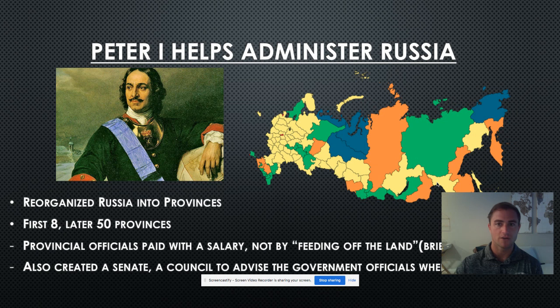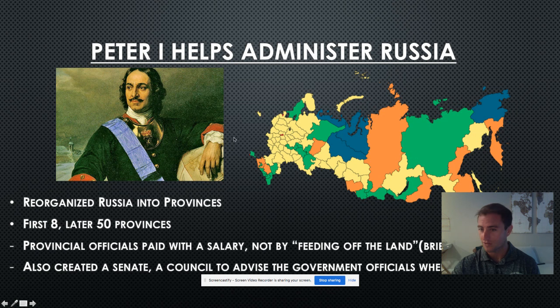In Russia, Peter is going to divide up Russia into provinces, and each province is going to be ruled by a provincial official that is paid with a salary and not through feeding off the land, which means not by coming in and taking bribes from the local nobles. He's also going to create a senate that, when he is gone, can help rule the country.